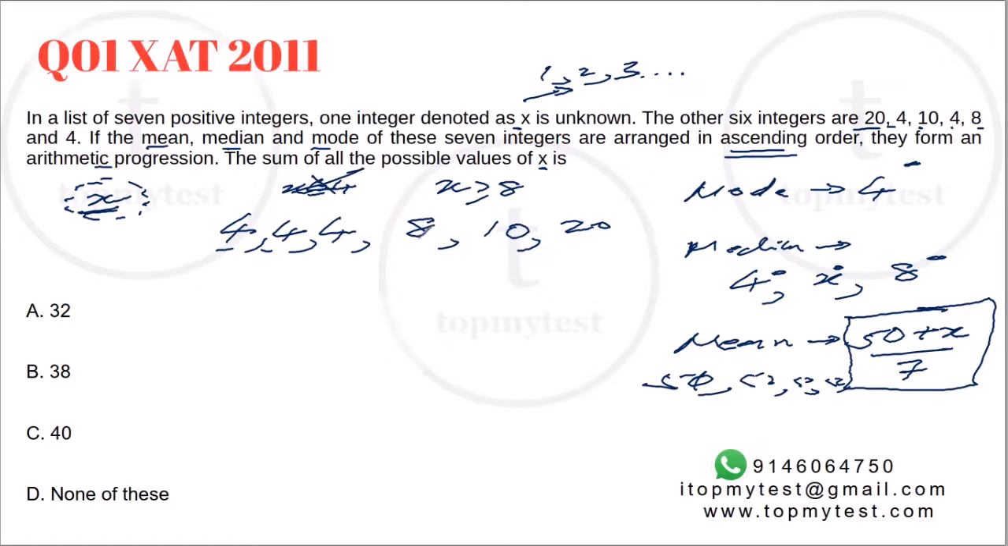If x lies between 4 and 8, your mode is 4, median is x, and mean will be (50 plus x) divided by 7. So between 4 and 8, you can have 54, 55 till 58. Now the only multiple of 7 which will make the mean a natural number will be when x is equal to 6, and it lies between 4 and 8.